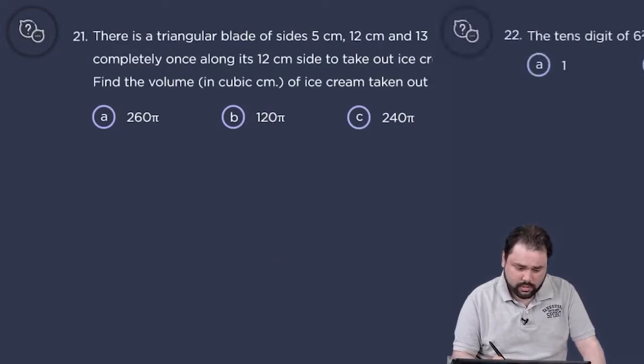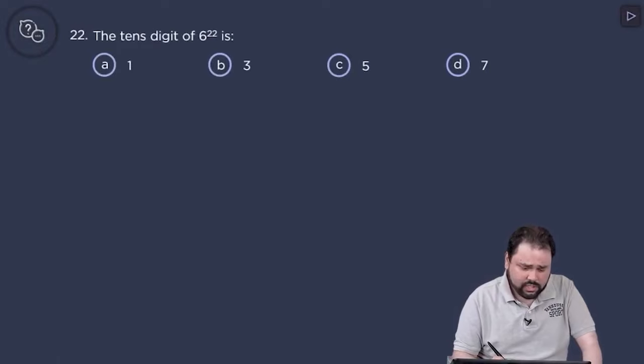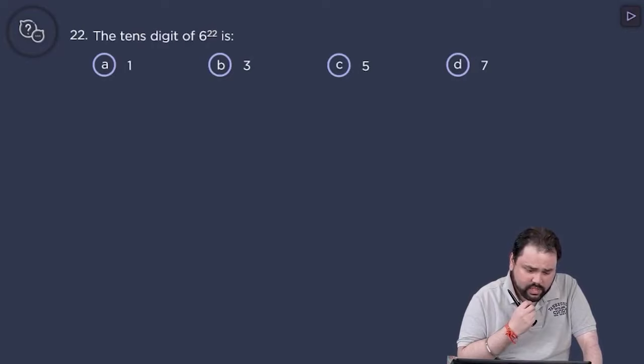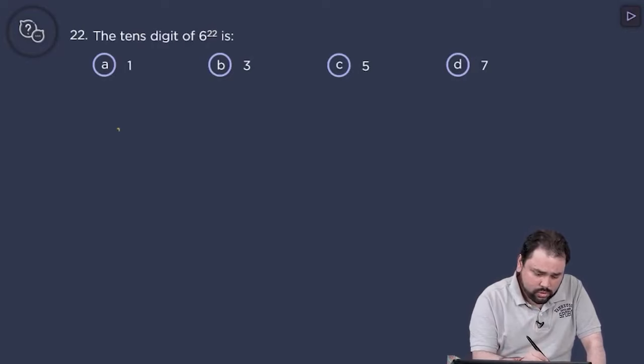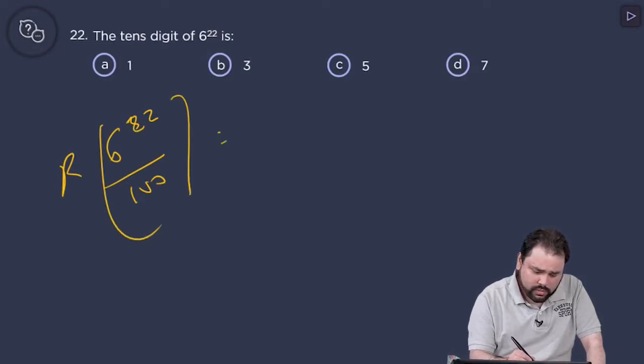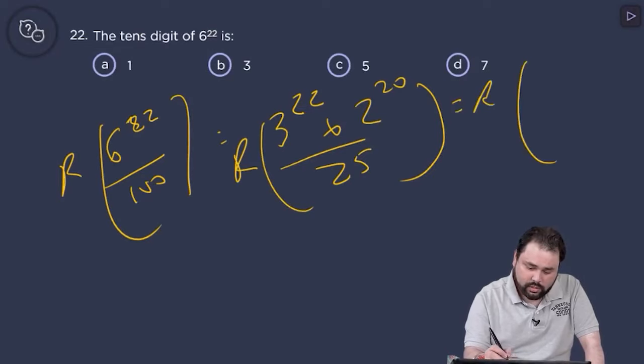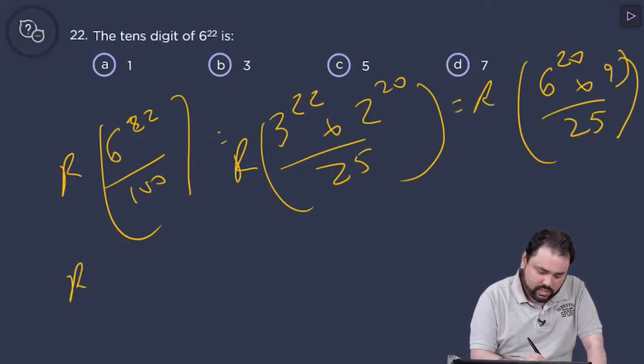D. Easy. Okay. 10 to the power 6 to the power 22. I have about 40 seconds left. So 6 power 22 by 100 remainder, which is 3 power 22 into 2 power 22 by 100. So 2 power 20 by 25 remainder, which is remainder of 6 power 20 into 9 by 25. So let's take remainder 6 power 20 by 25.